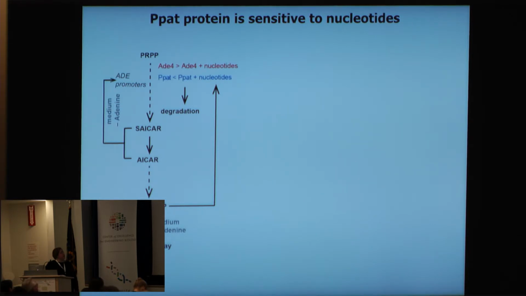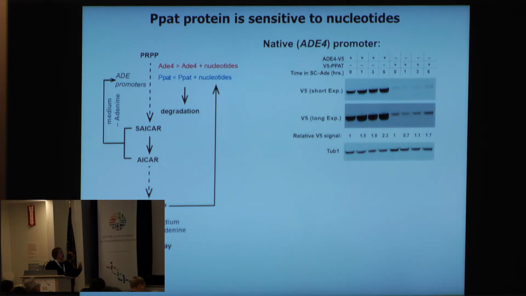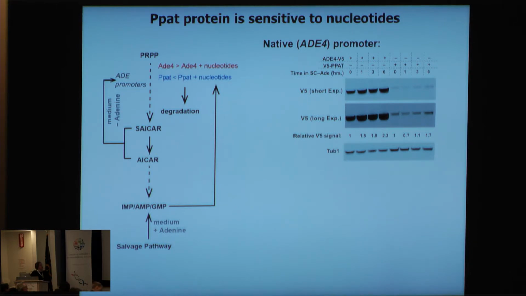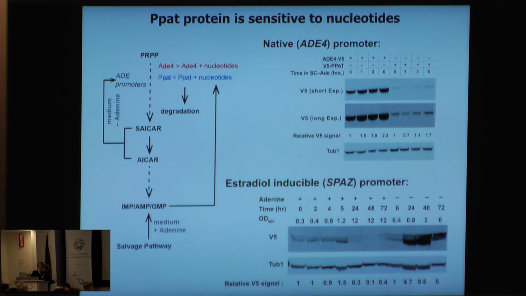And how did we figure it out? By tagging the protein and looking at the expression of the protein. So when you look at the native gene with the native promoter, you see that there's a lot less PPAT versus AD4. To decouple the transcription effect and the protein expression, we used an estradiol-inducible promoter.